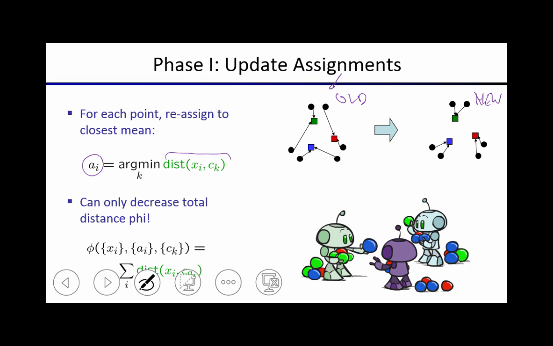Okay, what's our objective function? Our objective function is the sum of the distances of each data point to its assigned cluster center. If initially it was assigned to some cluster center, and we now assign it to the closest one, that distance can only go down. So it's very easy to show that the distance will always go down in this step of the algorithm, because you pick the closest one. It can never get worse.